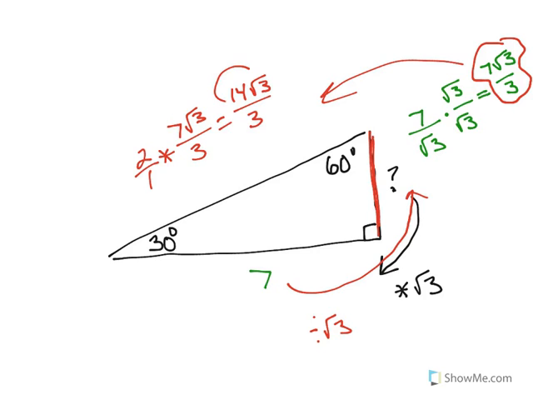So there is our hypotenuse. So this is going to be the side length for the hypotenuse, this is the side length for that short leg, and this was the side length that we started with that was across from the 60. So we were working the pattern backwards, so we had to divide by radical 3.